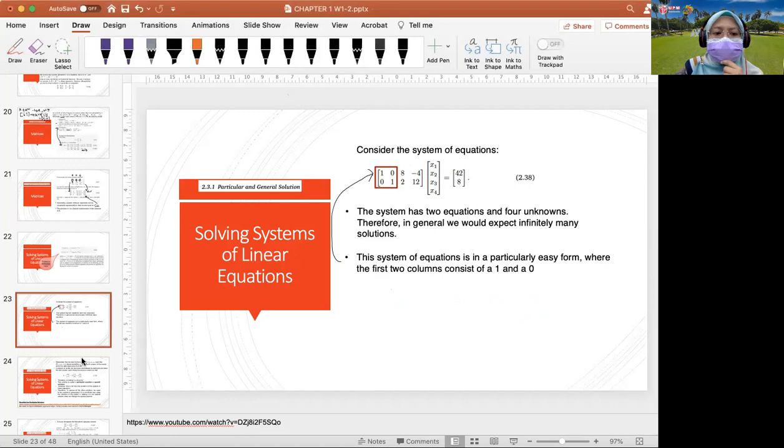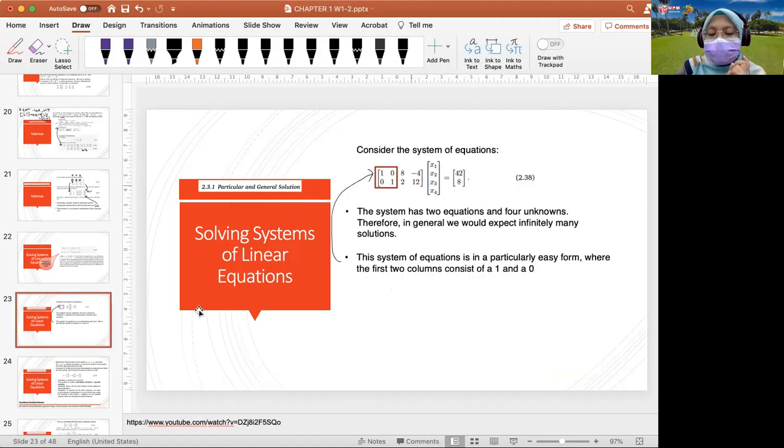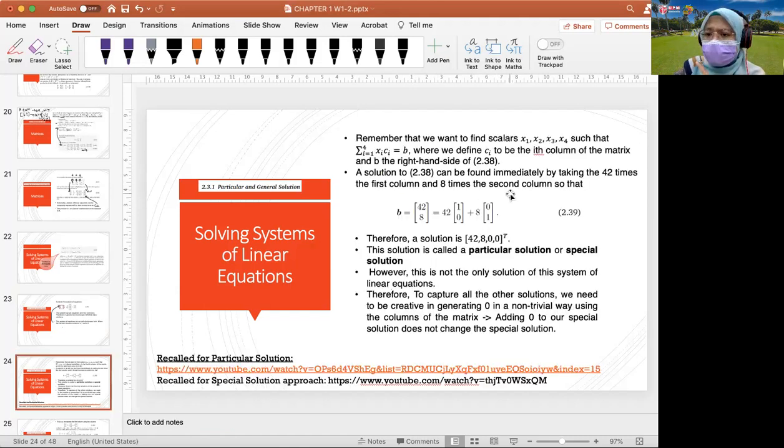Remember that we want to find scalars. We want to find the x1, x2, x3, x4 values such that the summation of the columns of the matrix times x is equal to b, where we define Ci to be the i-th column of the matrix and b will be the right hand side of equation 2.38. A solution to equation 2.38 can be found immediately by taking 42 times the first column and 8 times the second column.